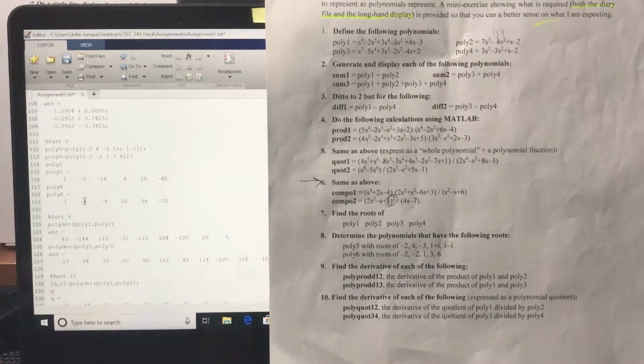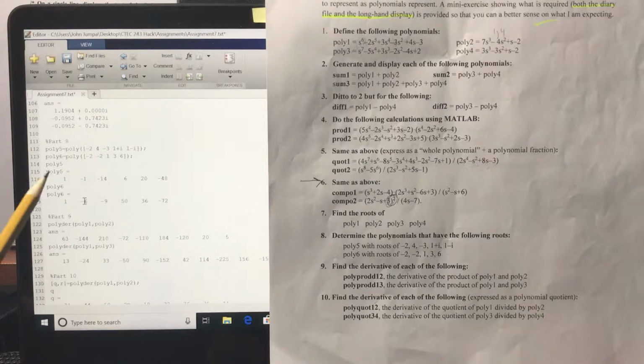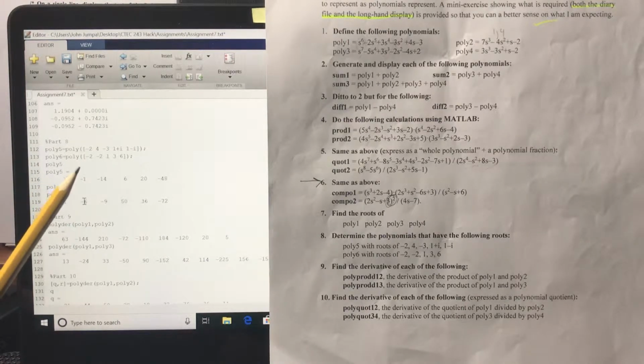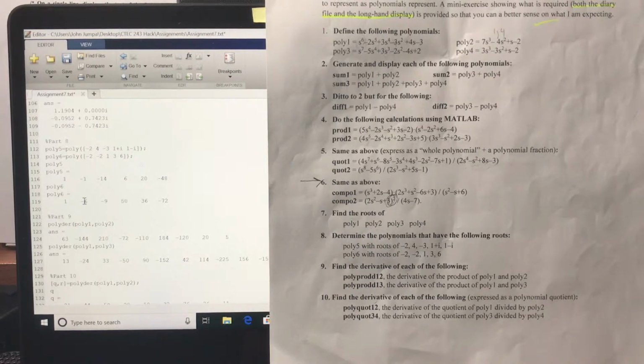Part 8. Determine the polynomials that have the following roots. Poly 5 with roots of -2, 4, -3, 1 plus i, and 1 minus i. So poly 5 equals poly, and just right here it's written -2, 4, -3, 1 plus i, 1 minus i. Then poly 6, -2, -2, 1, 3, and 6. Same thing here, same exact length. And just write poly 5 to get your answer, and poly 6 to get that answer as well. Straightforward.